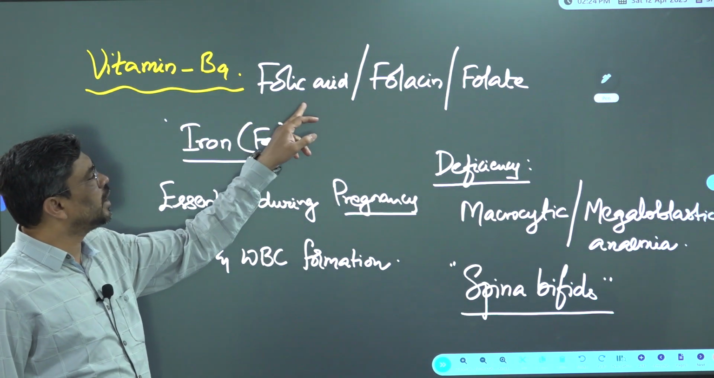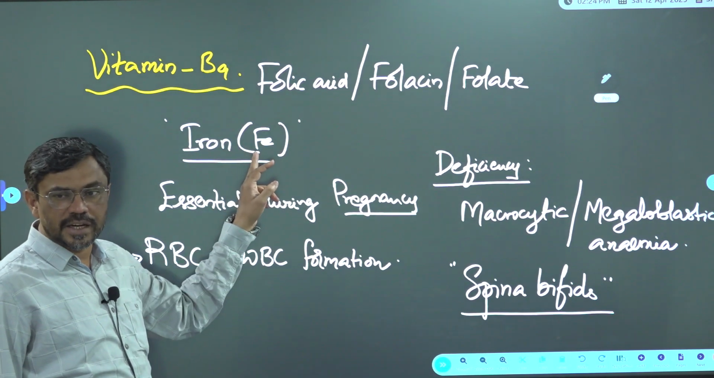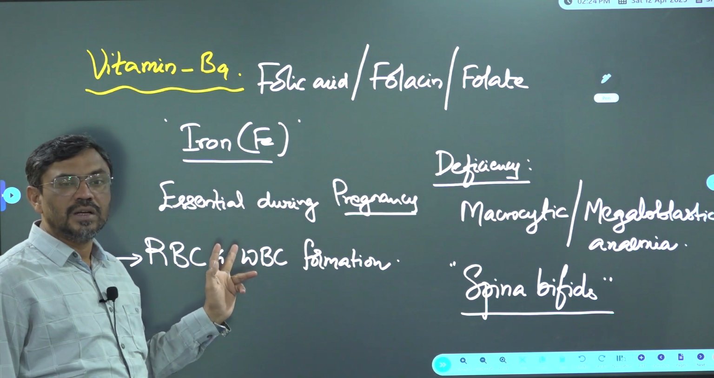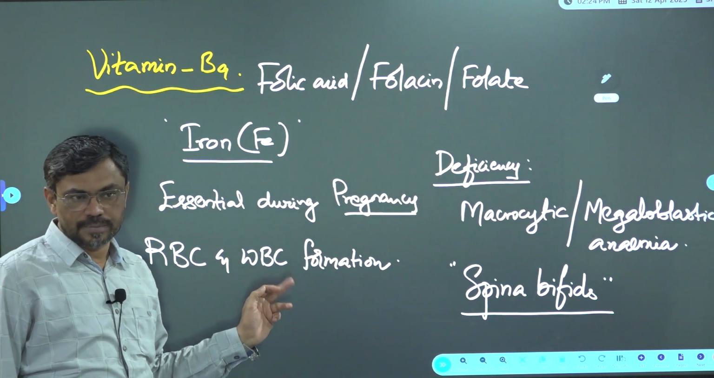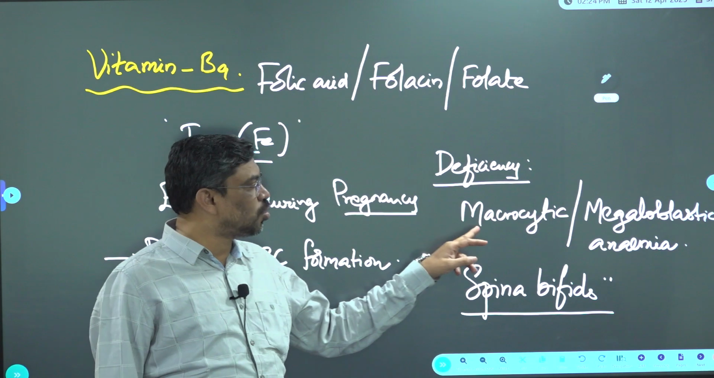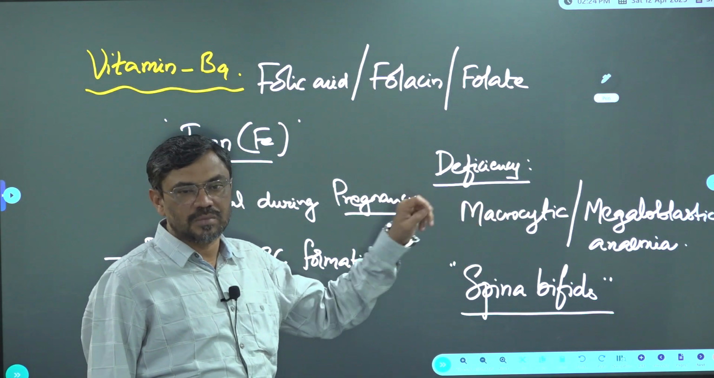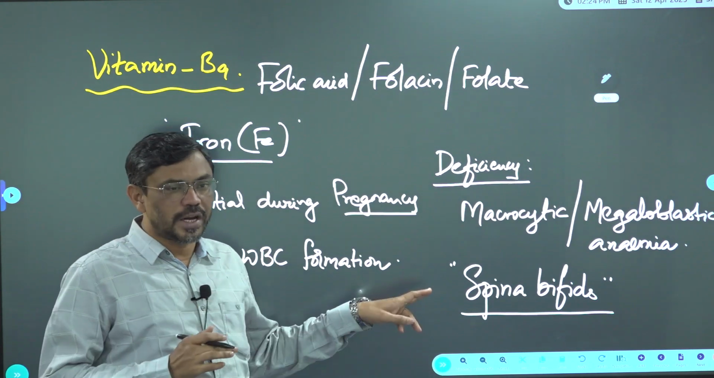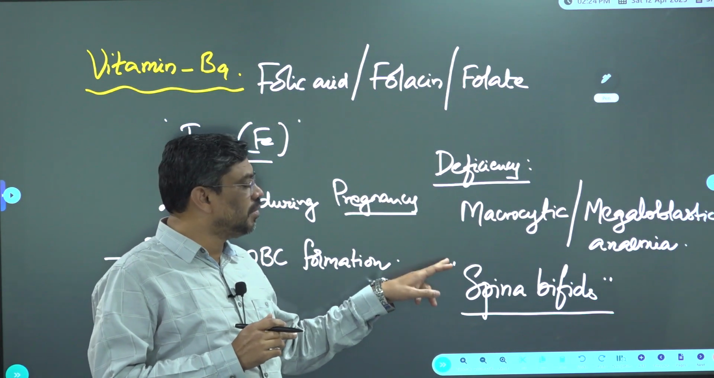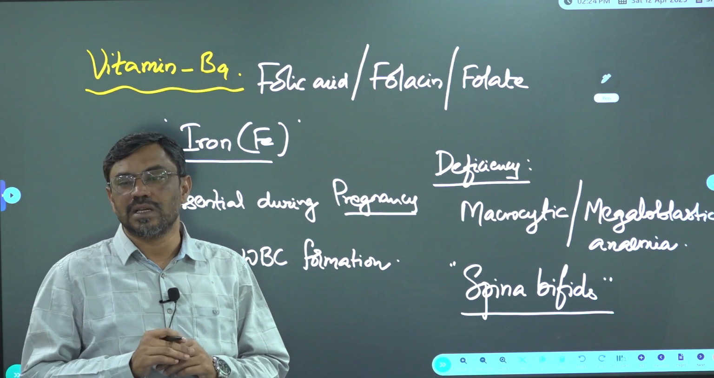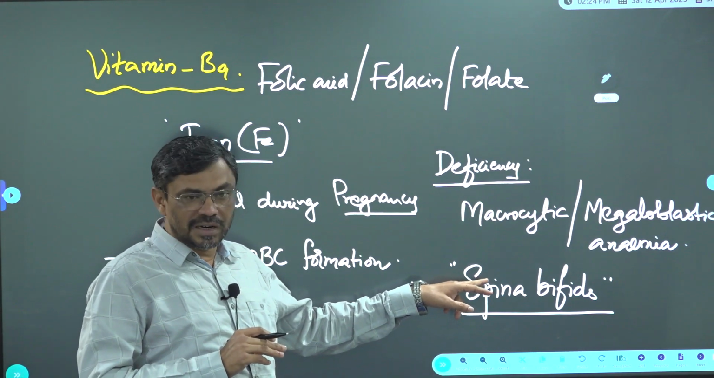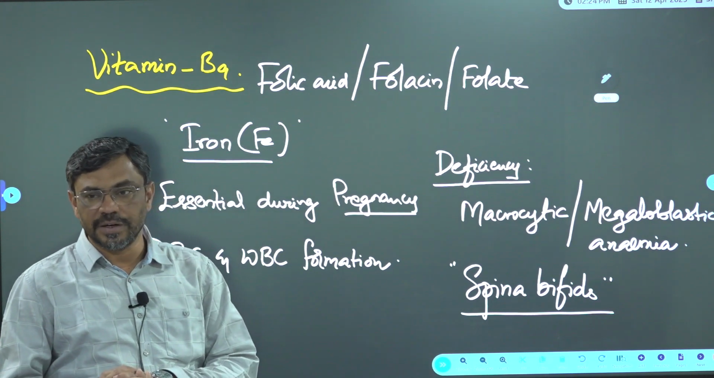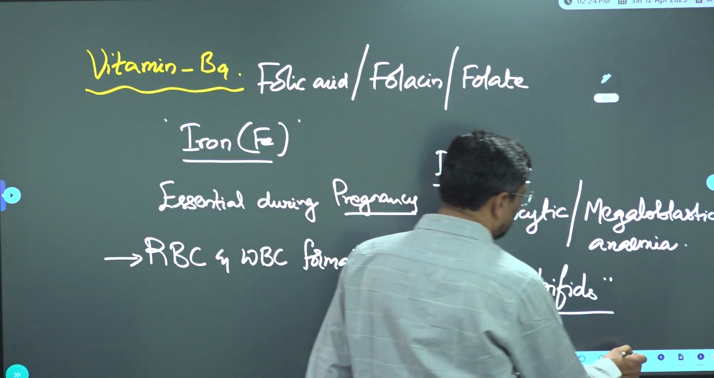Vitamin B9, chemical name folic acid, folacin or folate. It is an iron containing vitamin. It is very essential during pregnancy because it is required for the formation of RBC and WBCs. Deficiency causes macrocytic anemia or megaloblastic anemia. That means the RBC size increases, it leads to anemia. And if the vitamin B9 is deficient during pregnancy, the children may be born with some mental retardations or spinal cord abnormalities. Those are called spina bifids. Got it? Right. Next one is vitamin B12.